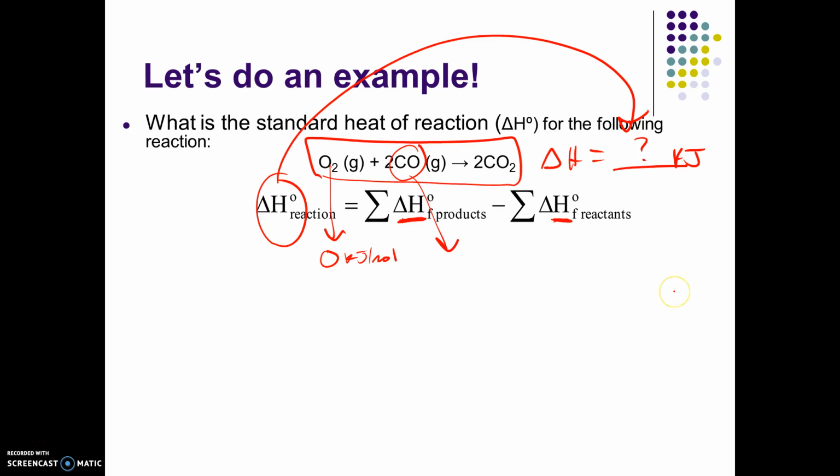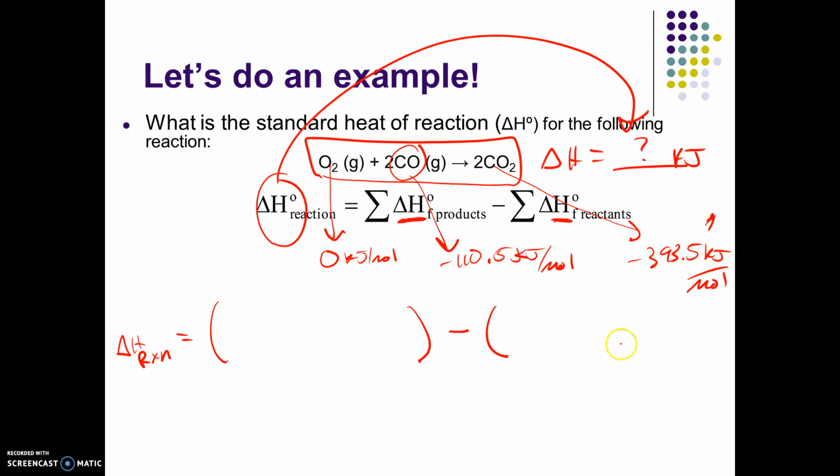Like I said, the textbook might be easier, but carbon monoxide, according to the textbook number, is negative 110.5 kilojoules per mole, and CO2 is negative 393.5 kilojoules per mole. The units I got from the top of the table. Okay, so now I'm going to use this equation. The change in H of the reaction is equal to the products minus the reactants. So my products happen to be CO2. My CO2 is this guy right here, negative 393.5 kilojoules per mole.